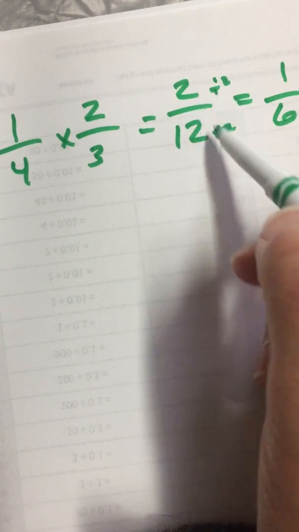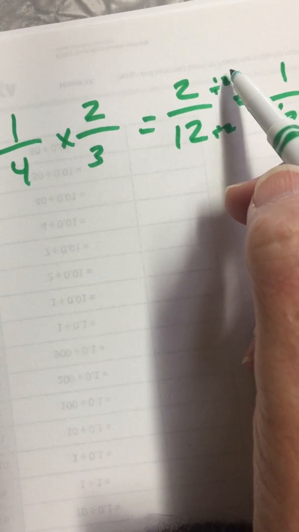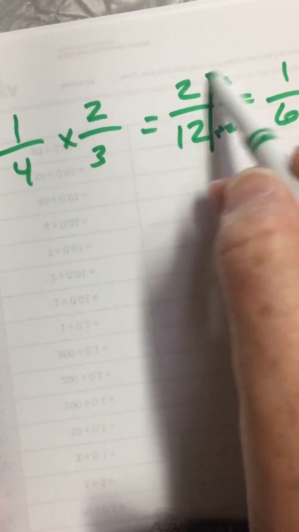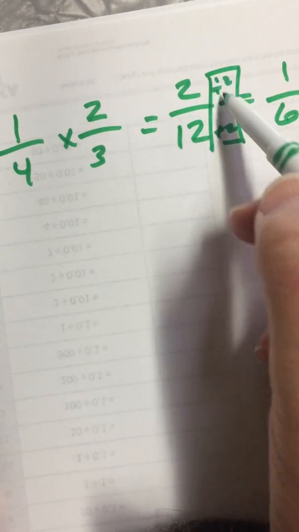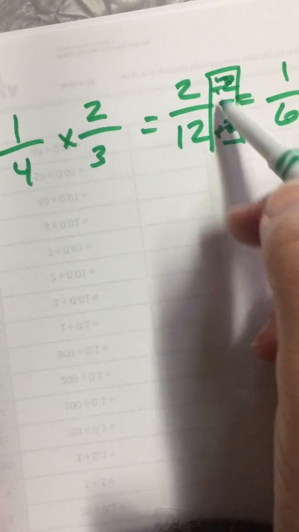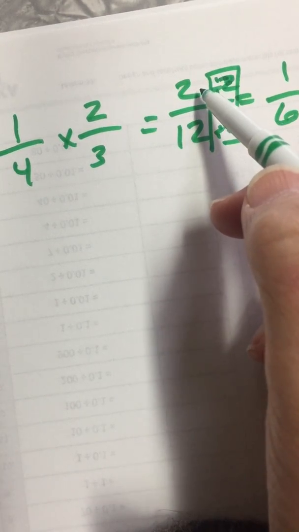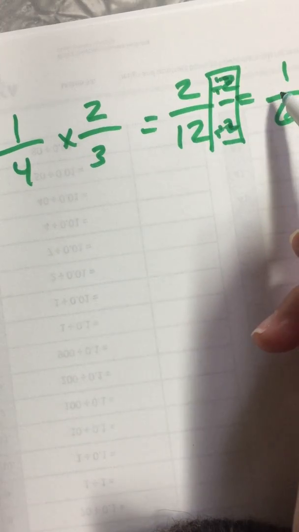Just like when you have an equivalent fraction and you're trying to find a common denominator, you multiply the top and bottom by a fraction that has the same number on top and bottom, which equals 1. When you divide by 2/2, that is also 1. You're not changing the value, you're just changing the way the fraction looks.